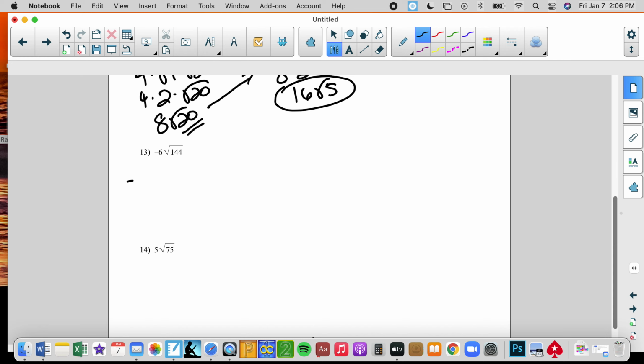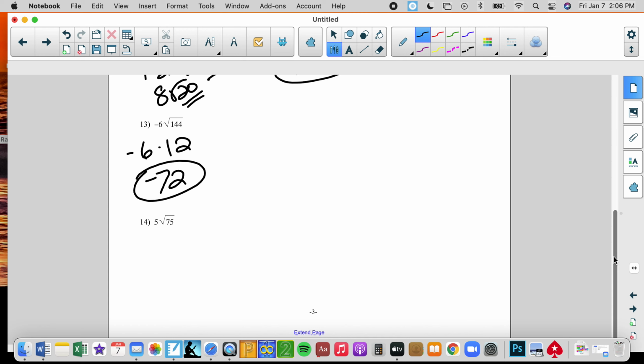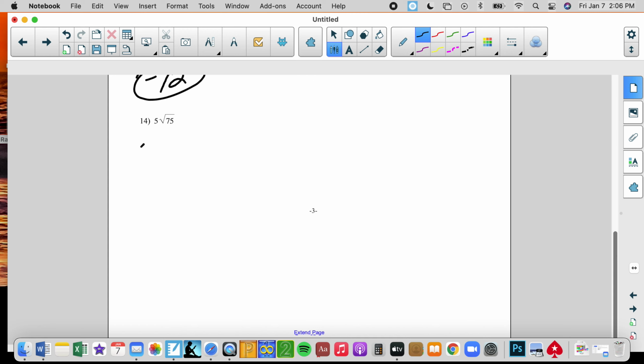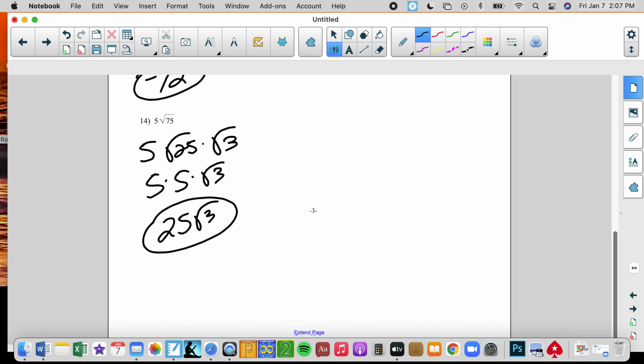Now this is our first negative coefficient. Doesn't change it. 144 is a perfect square. So I get negative 72. We have 5 rad 75. 75, I know that rad, oh, not 5, Mr. Mac, 3. So we get 5 times rad 3, which is 25 rad 3.